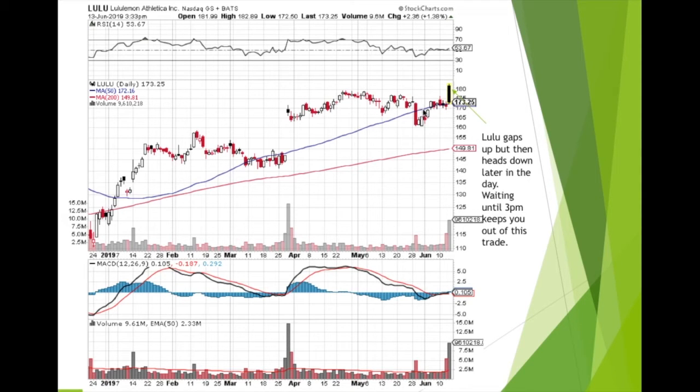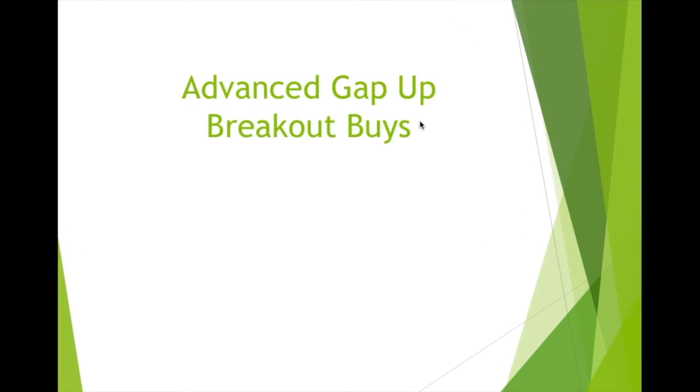So what we do in a trade like this is, if you see a stock gapping up, I don't like to do trades early on in the day. This is why I wait till 3 p.m. Because you see at this point here it was above 180. It looked like it was going to break out. Came back down. So we're going to wait until 3 p.m. before we do any buys.